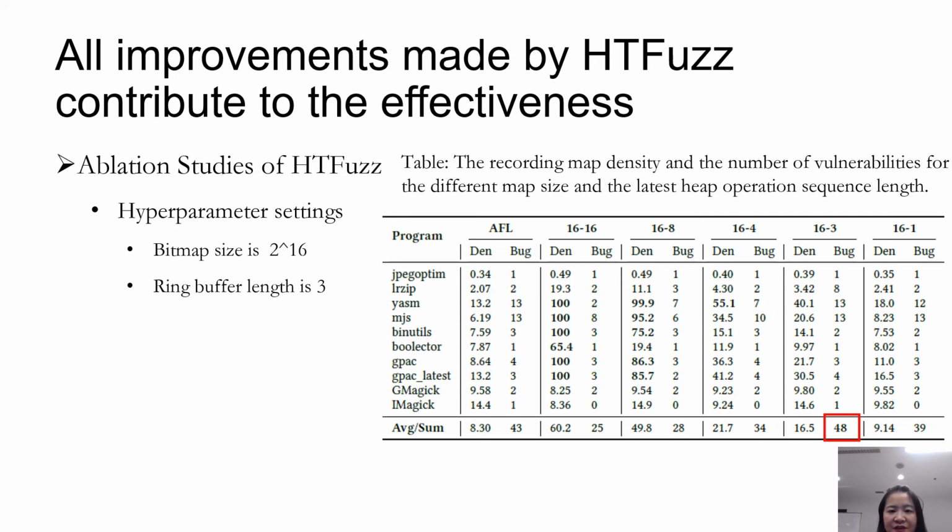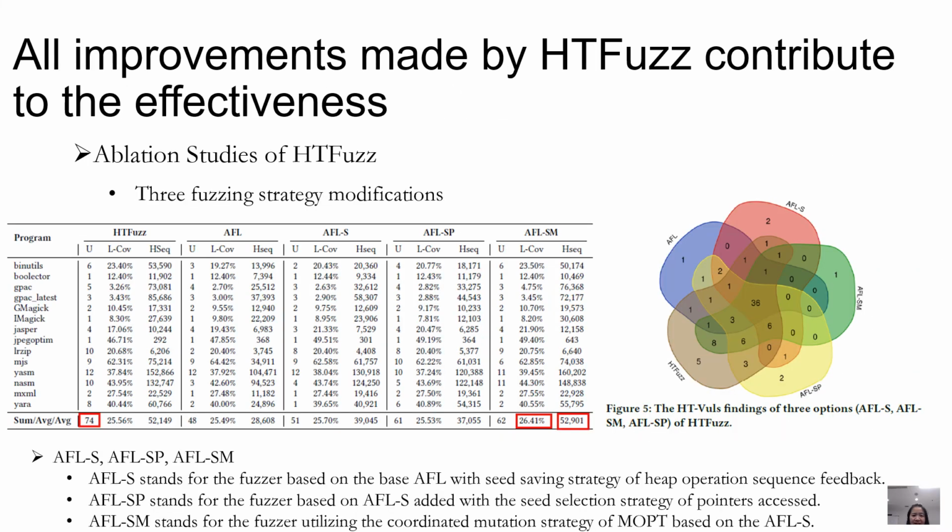perform a study of different settings by comparing the fuzzing performance. Considering the bitmap density and the bug number, we set the bitmap size to 16 and the length to 3 as the default setting of HTFuzz. Then, we evaluate the ablation studies of three fuzzing strategy modifications, and the results show that all improvements are positive to the effectiveness of HTFuzz.